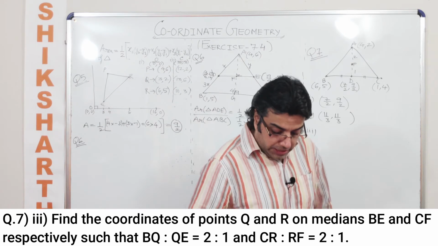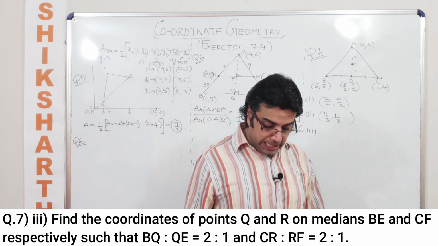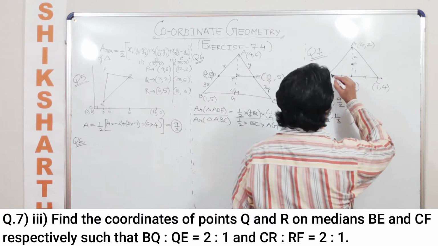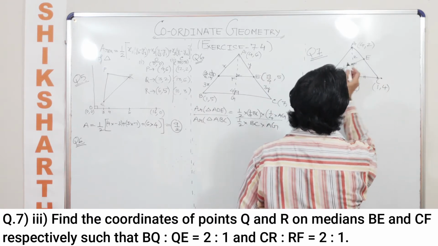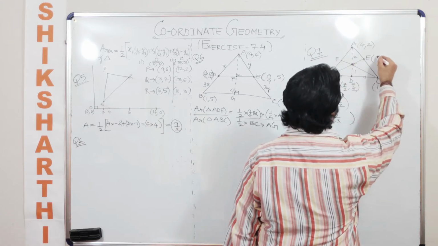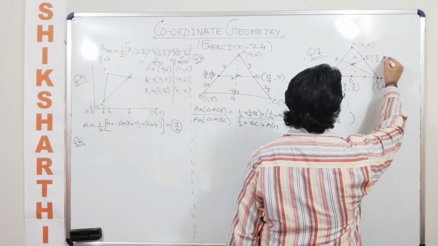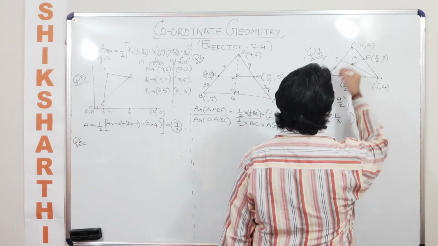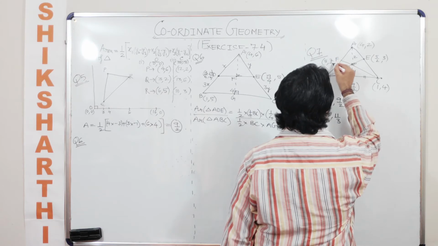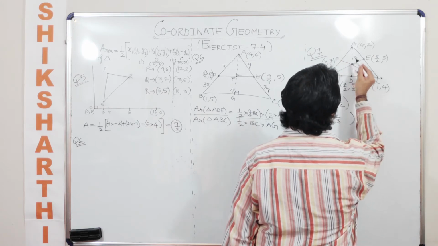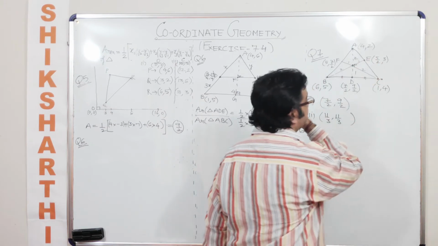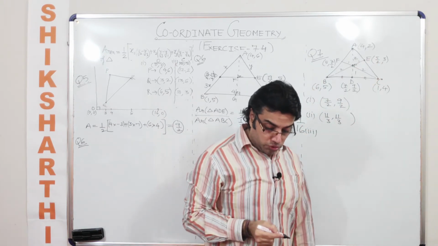Question, subpart 3. Find the coordinates of the points Q and R on medians BE and CF. So before we begin, let me write down the coordinates for this, which is 5 by 2, and this is 3. And the coordinates of F would be (6 plus 4) = 10 divided by 2 is 5, (5 plus 2) = 7, 7 divided by 2. And you know that here, in this case, this ratio will also be 2:1 and this ratio will also be 2:1.